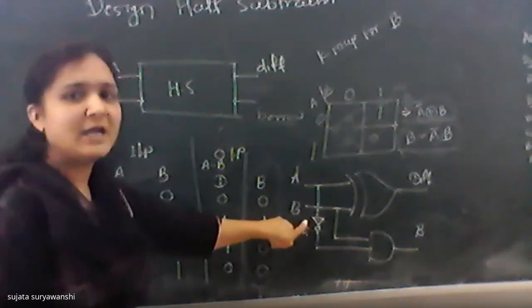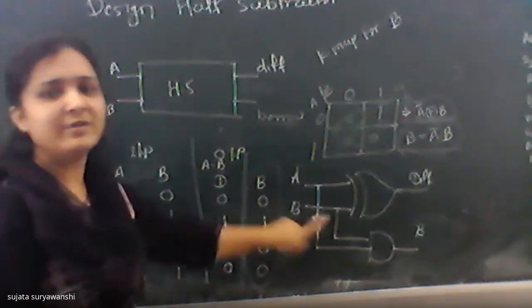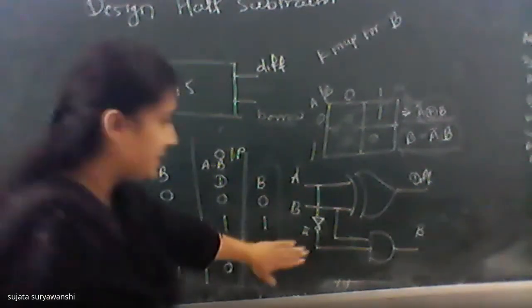The only change is that a NOT gate is used in the half subtractor, which is not present in the half adder. Understood?